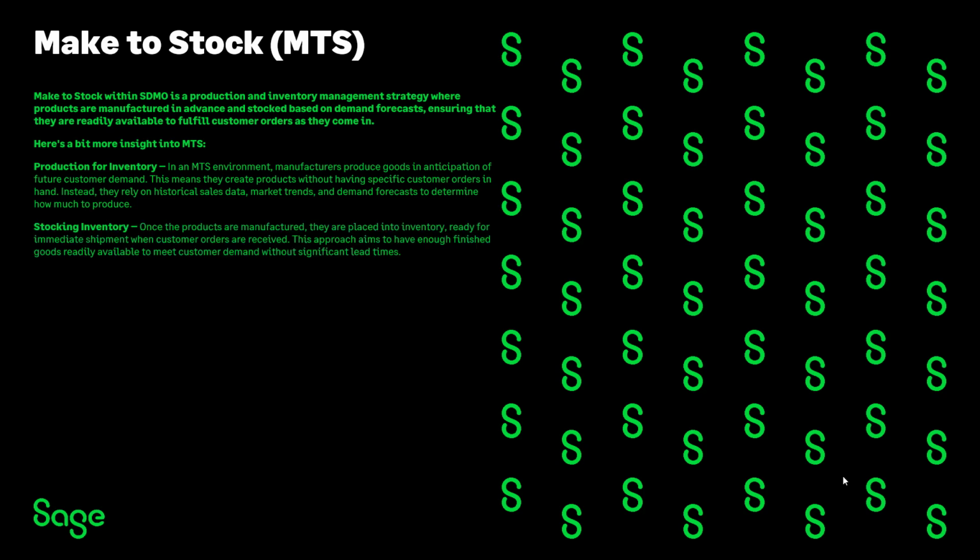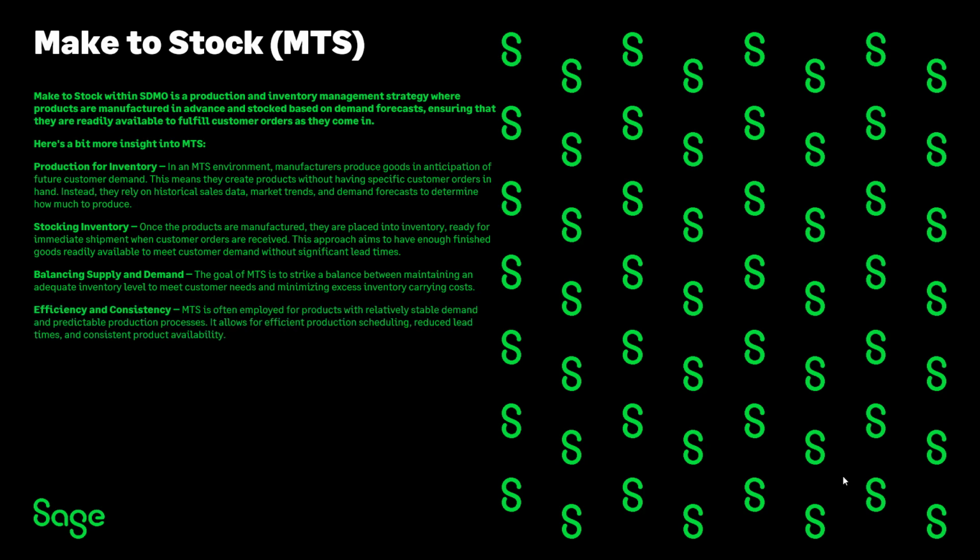Stocking inventory. Once the products are manufactured, they are placed into inventory, ready for immediate shipment when customer orders are received. This approach aims to have enough finished goods readily available to meet customer demand without significant lead times. Balancing supply and demand. The goal of MTS is to strike a balance between maintaining an adequate inventory level to meet customer needs and minimizing excess inventory carrying costs.